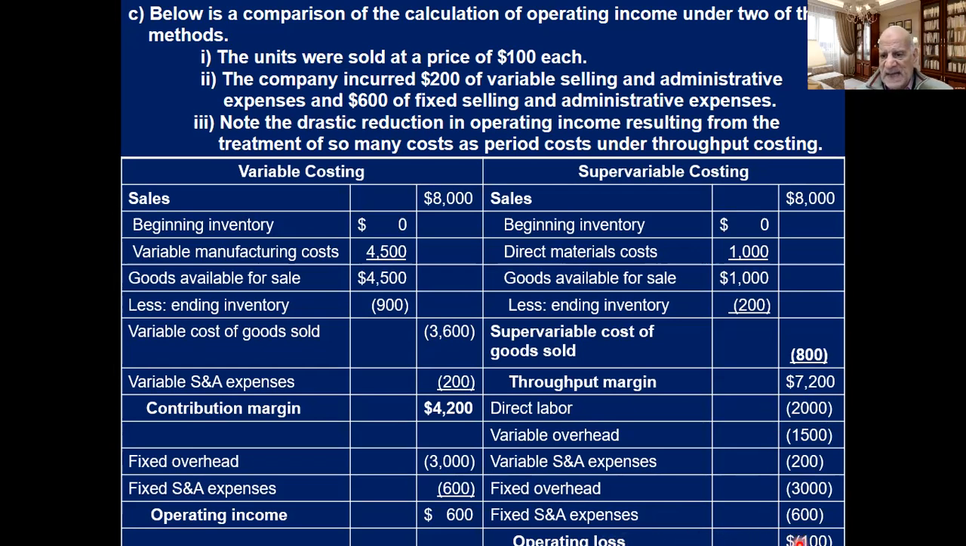Comparing this result with the result in the variable costing, you will notice that there is a great difference. There, the firm achieved operating income of $600, but under this second method, super variable costing, the company is suffering a $100 loss.